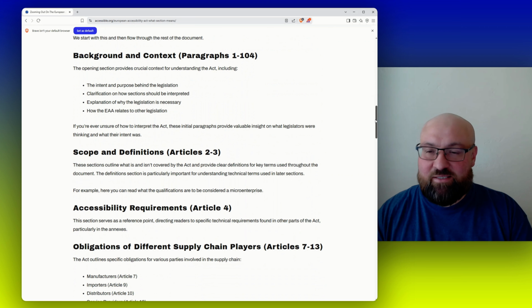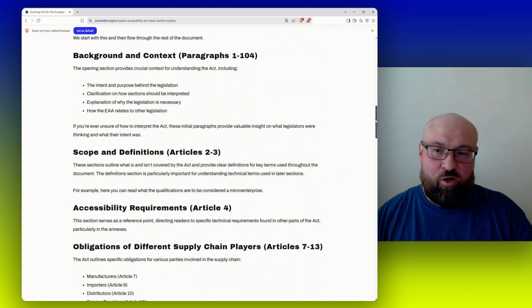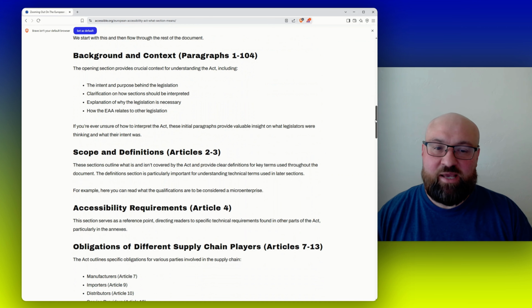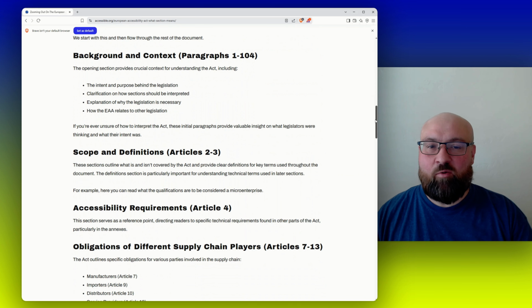And so this is the recitals section of the directive, and it's paragraphs 1 through 104. And if you're just getting started, I recommend going ahead and skipping this for now. And it's not because there are no important paragraphs in the beginning of the directive. It's because you can come back and reference these later. So we haven't got to the actual obligations and requirements. And so here, this is going to give you context for the rest of the directive.